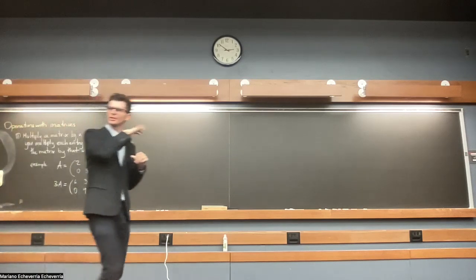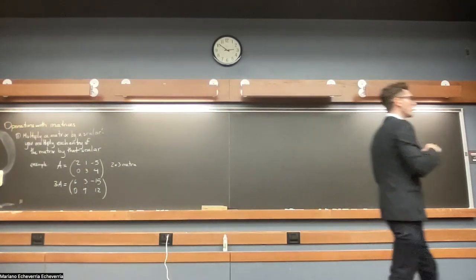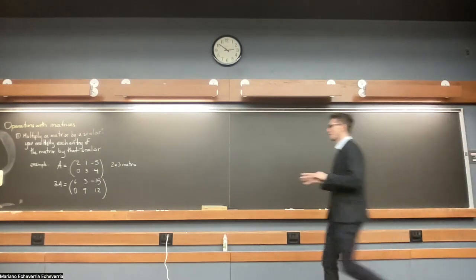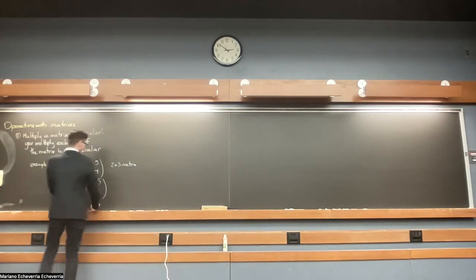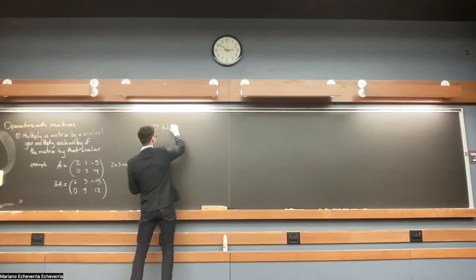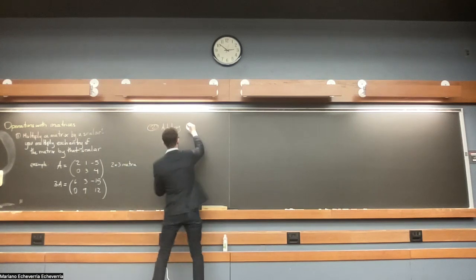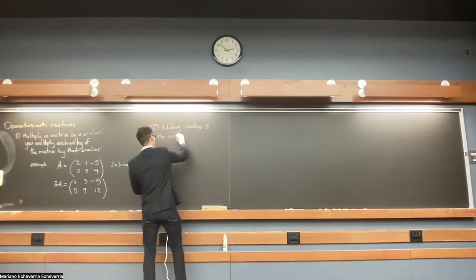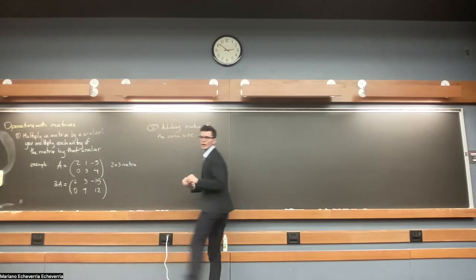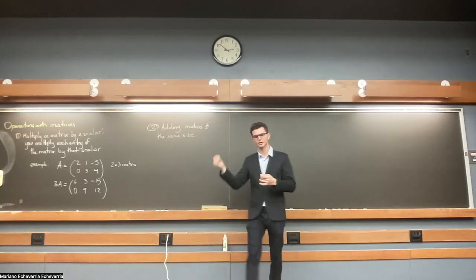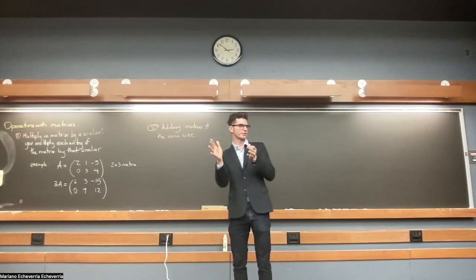Any other questions about this? Okay, then the next one is just adding matrices. That one is again not that bad. How do you add matrices of the same size? The second operation is adding matrices of the same size. The idea is that you'll get a new matrix of the same size as the two you started with, and basically you just add the corresponding entries.